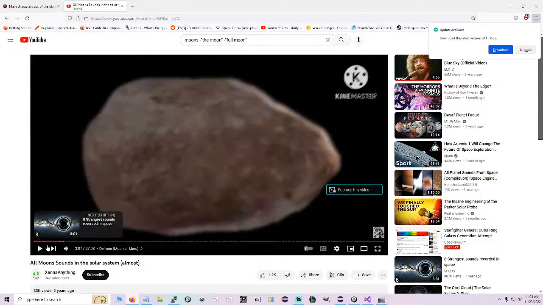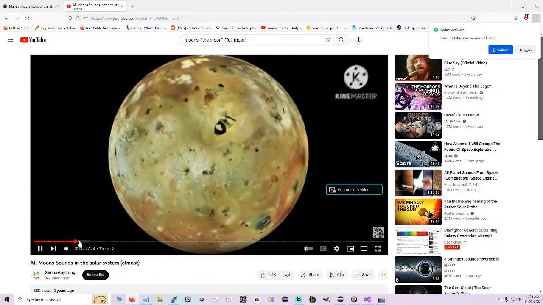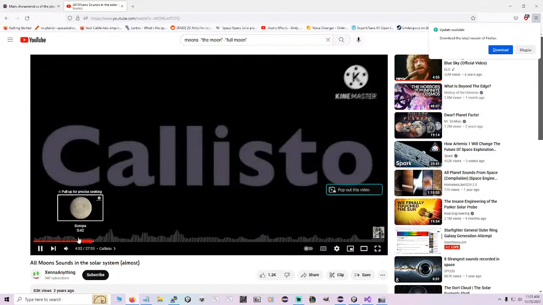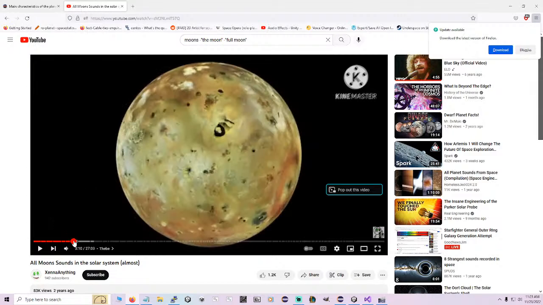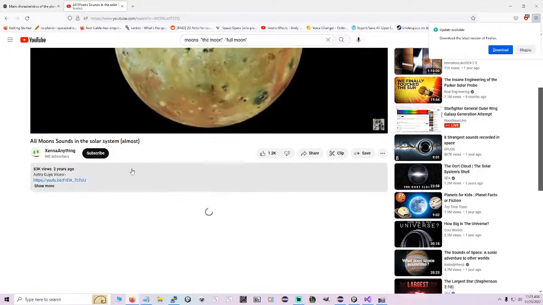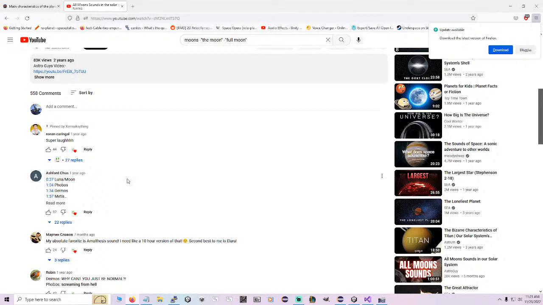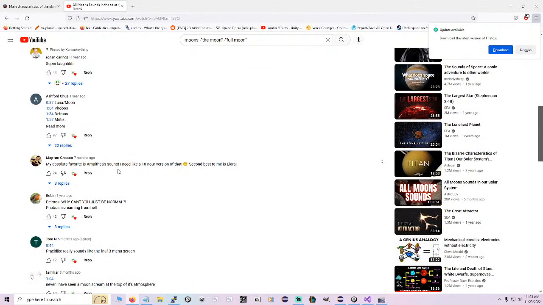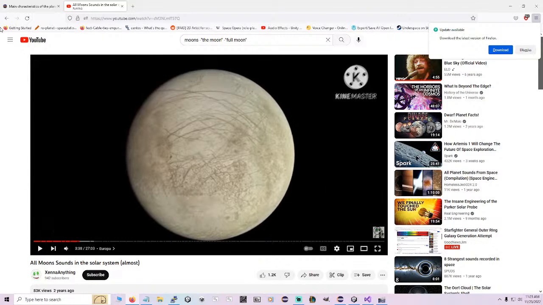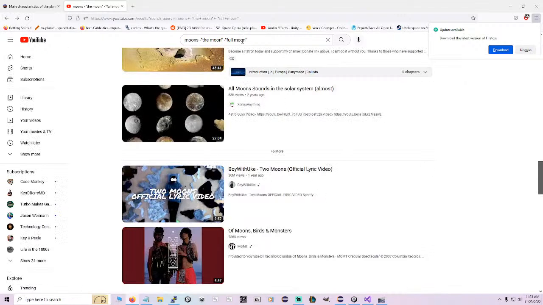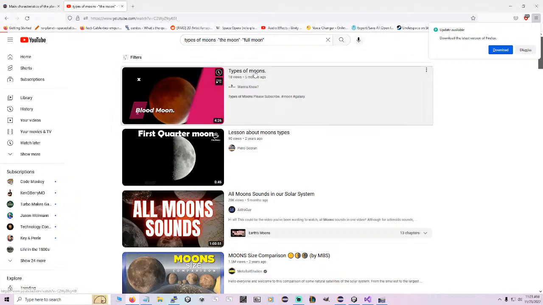What the heck? This is the most ugly moon ever. I've seen it before. I think it's Io. This is Io. What an ugly moon. It looks like someone has moldy bread. That's gonna be funny. Types of moons.